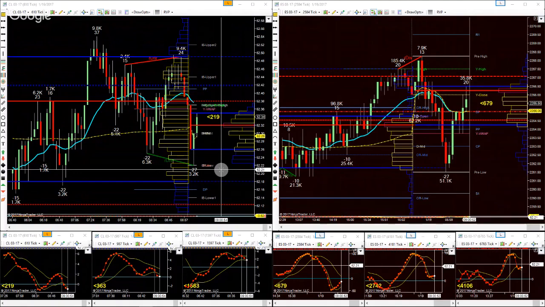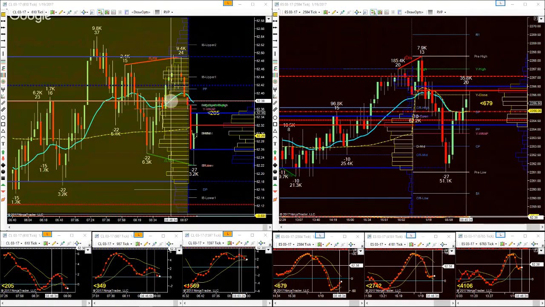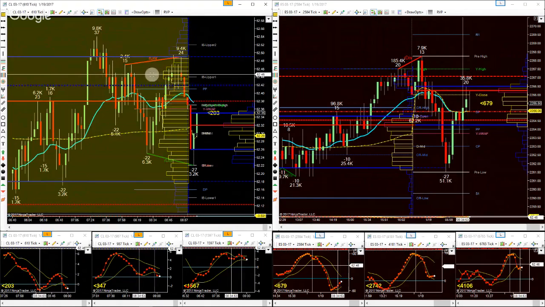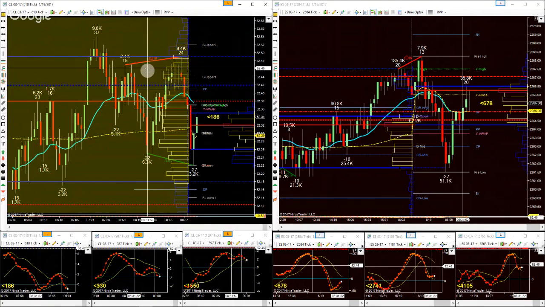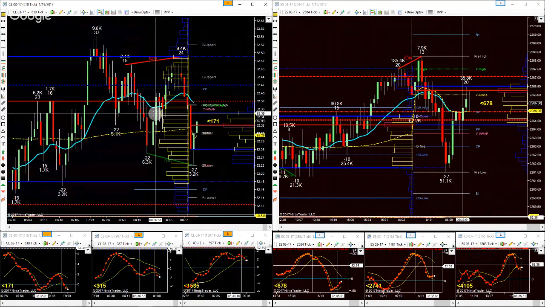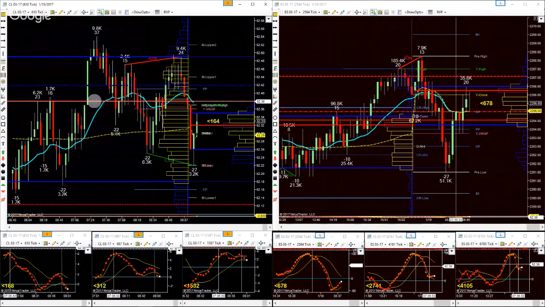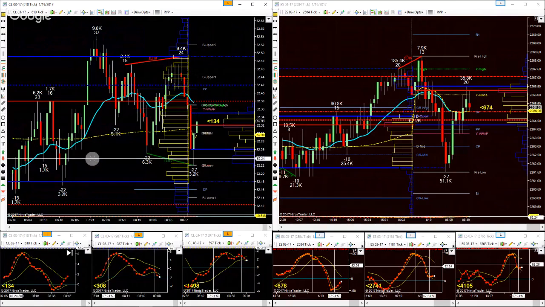Kind of right in the middle of the overnight trading. Here's the VPOC from overnight trading. Let's see if this yellow box can go away. Okay. Here's the VPOC from overnight trading. You can see it here in this profile.